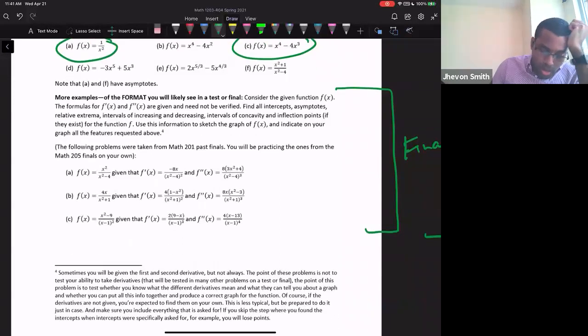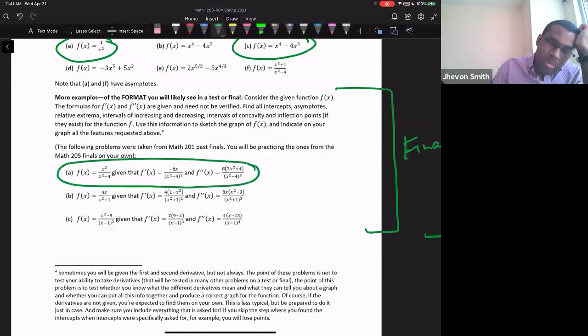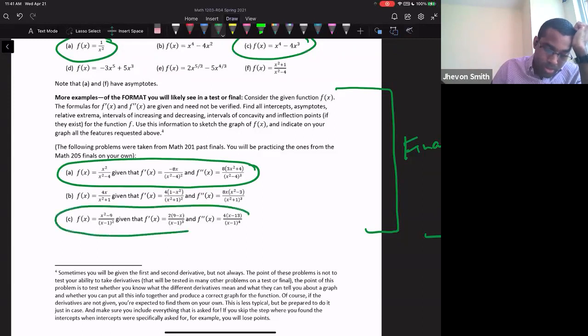Kind of torn between trying this one. We actually did a graph very similar to that before, or maybe this one.